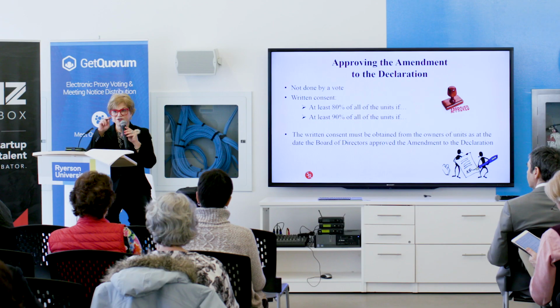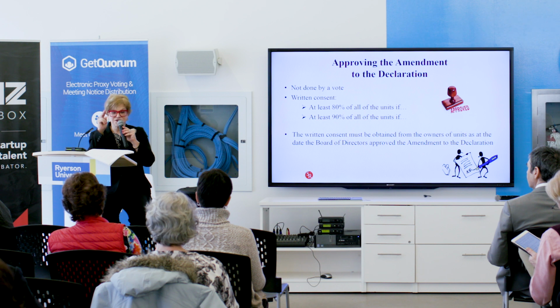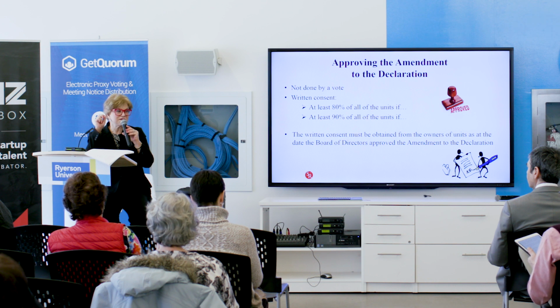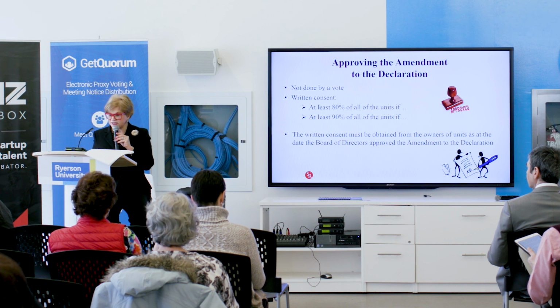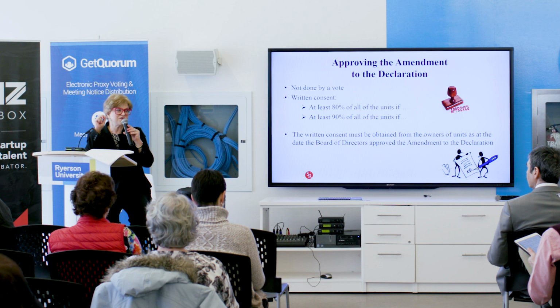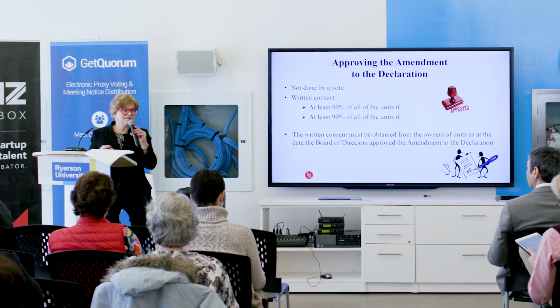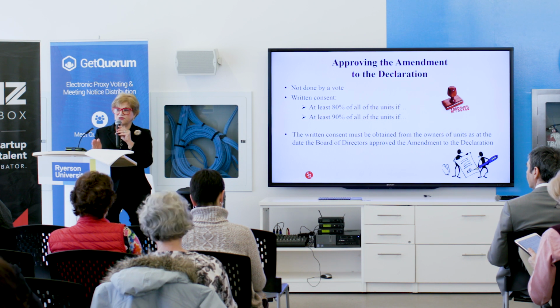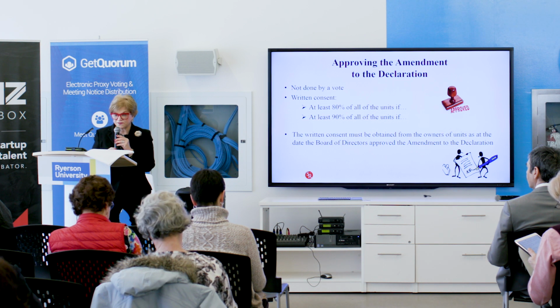So if you're changing either of those percentages, you need 90% consent. If you're changing the exclusive use common elements, you need 90% consent. And if you're changing the allocation of maintenance and repair obligations, you need 90% consent. Okay? For everything else, 80%. So there are only 4 things for which you need 90% consent.